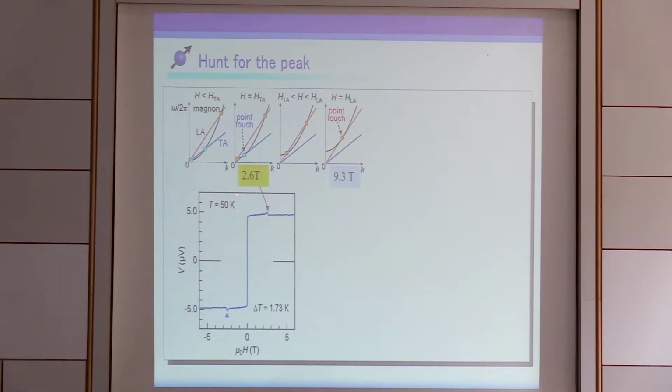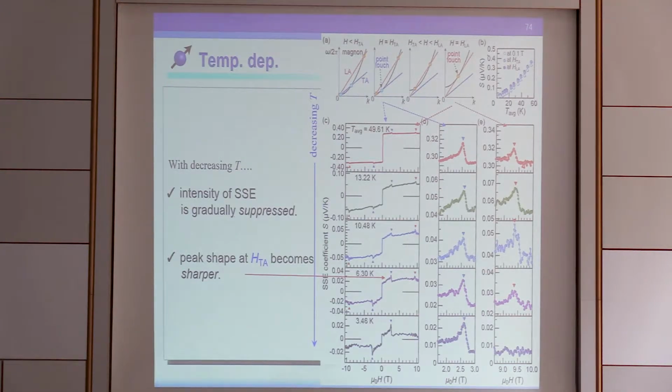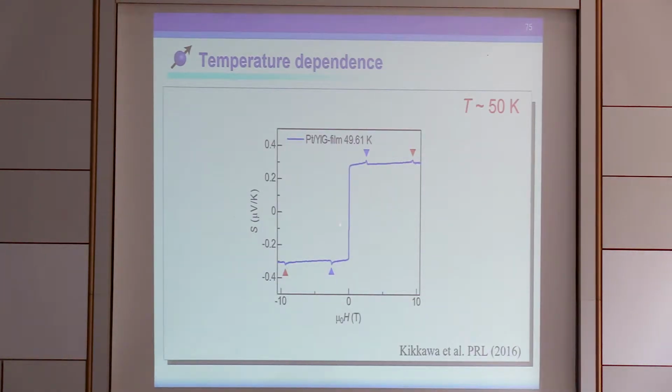So this is the spin Seebeck effect. We can see a peak here, and we went to the higher field range, and we found another peak at 9.3 Tesla, just at the field expected for the other point touching condition with LA phonon. Okay, this is the temperature dependence. With decreasing temperature, the spin Seebeck effect is gradually suppressed, but the peak structure at lower field becomes sharper. It's like this, so at 50 Kelvin, the peaks are still vague.